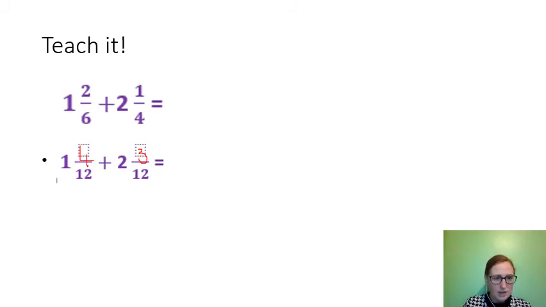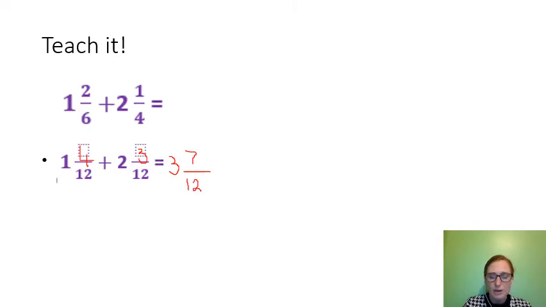Now I can add them together. I've got 1 add 2 is 3. And then I've got 4 twelfths add 3 twelfths. 4, 5, 6, 7, 7 twelfths.